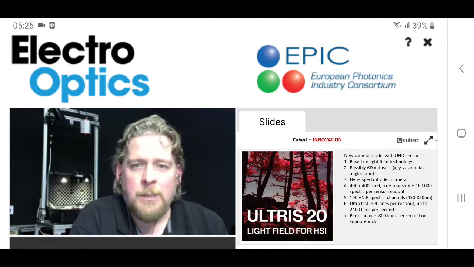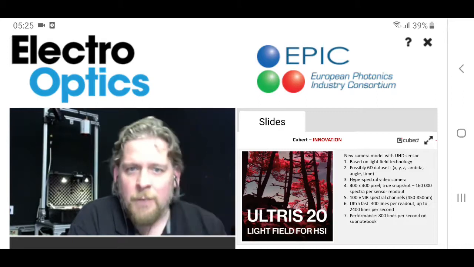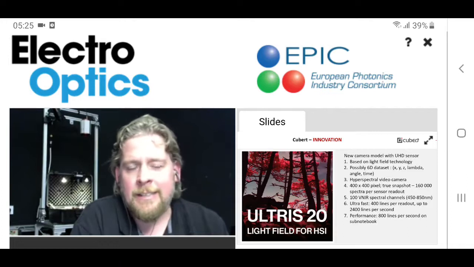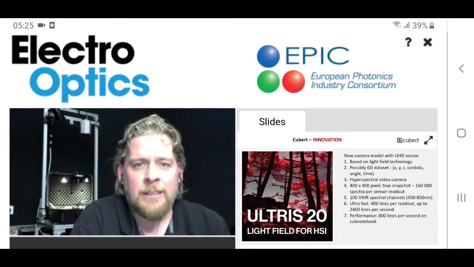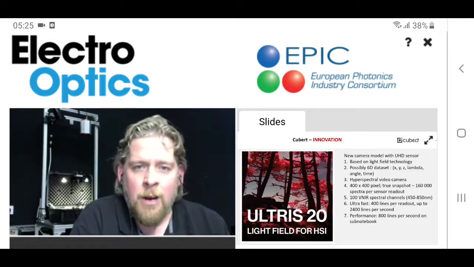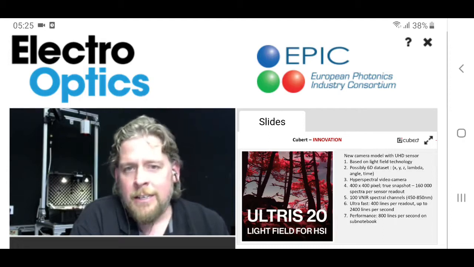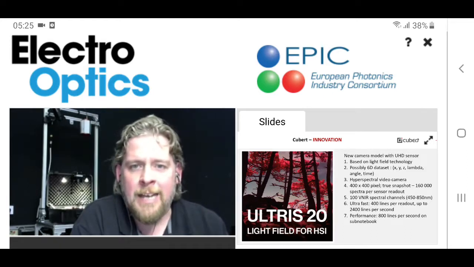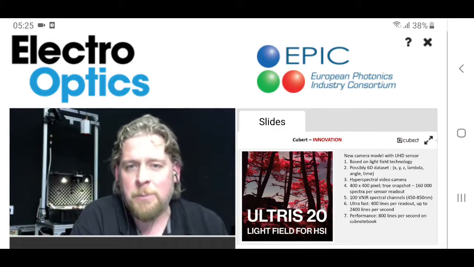So we can generate already hyperspectral videos, and these videos will be recorded with 400 pixels, which gives you the immense amount of 160,000 spectra per second, which is in my mind remarkable. And each of these spectra will implement 100 channels. And thus it's, in our opinion, the fastest system on the market. It gives you 400 lines per readout. So in a millisecond, you generate 400 lines. And when you do subsequent measurements, then you can generate up to 2,400 lines per second.